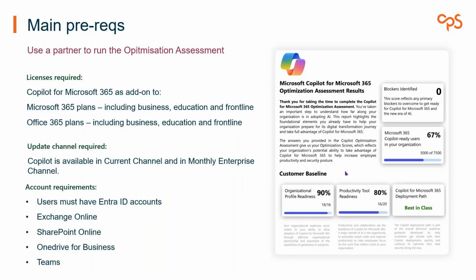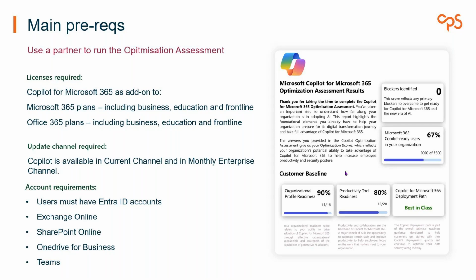Some organizations are on a different update channel. The ones that you need to be on for Copilot are the current or the monthly. Now, what we found is customers who are on the current channel sometimes have some issues with Copilot in the desktop apps. We found some issues where people couldn't use it in the desktop app. The fix for that was to move them to the monthly one.